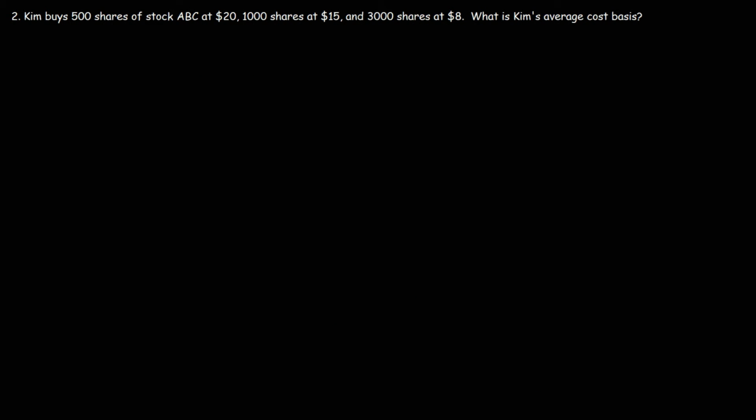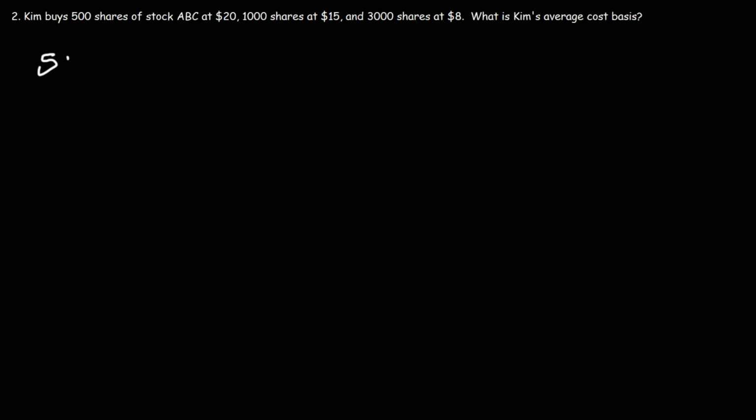For the sake of practice, let's work on another example problem. Number 2. Kim buys 500 shares of stock ABC at $20, 1,000 shares at $15, and 3,000 shares at $8. What is Kim's average cost basis, or rather her average cost per share? So we're going to follow the same exact process. We're going to calculate the total value of each purchase that she made.